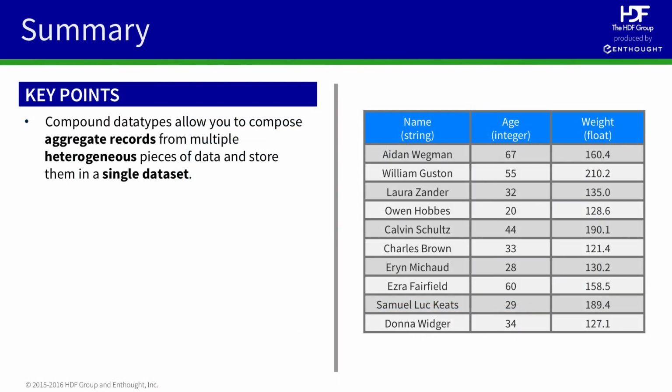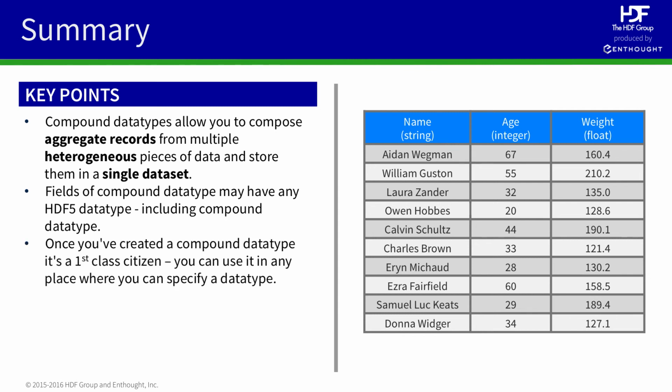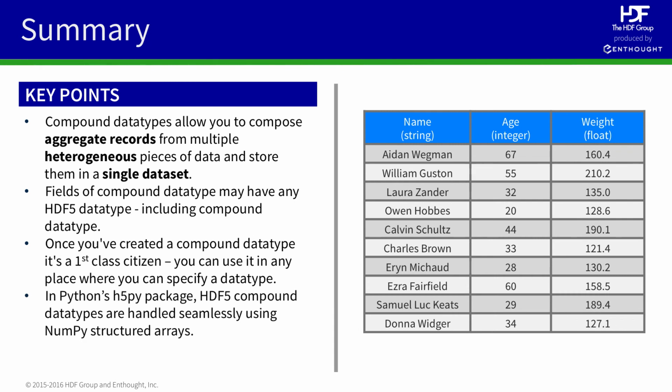Some things to remember when using compound types. They are the native way in HDF5 to represent tabular data. If you find yourself making multiple datasets which have to somehow be synchronized, you should consider using compound types instead. The fields of a compound data type can have any type supported by HDF5, and compound types can be used anywhere that a native HDF5 type is used. And in the Python H5Py package, you can use the exact same syntax and dtype system that you use in Numpy for handling structured arrays.